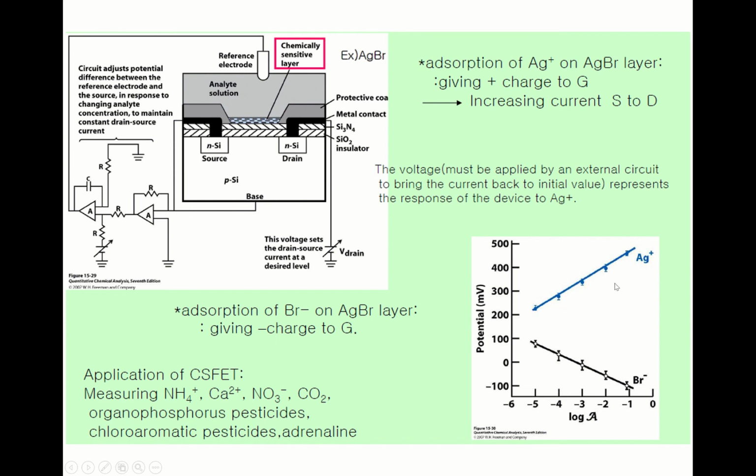So usually for the cation, we take the positive potential, positive slope, and for the anion, we usually plot to make the slope negative. So voltage must be applied by an external circuit here to bring the current back to the initial value, representing the response of the device to silver, in this case the silver ion. Okay.